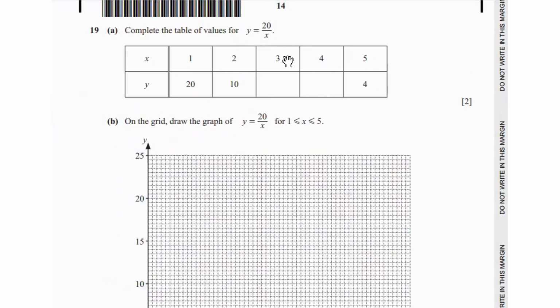Complete the table of values for y equals 20 over x. So to complete the table, we substitute these values of x in the equation to find the corresponding y values. For the first one, we divide 20 by 3, which gives us 6.67. And then 20 divided by 4, that's 5. Now we will plot these points on the grid below and then connect them to get our graph.